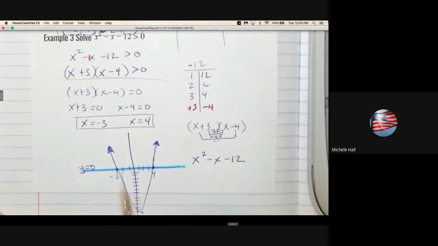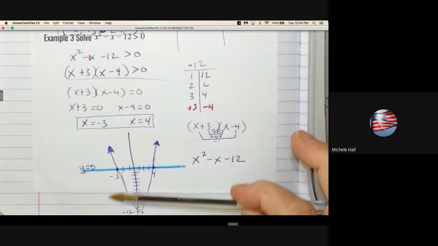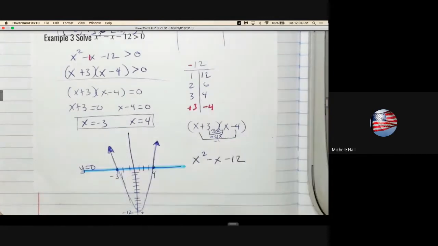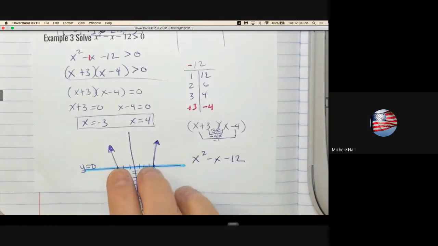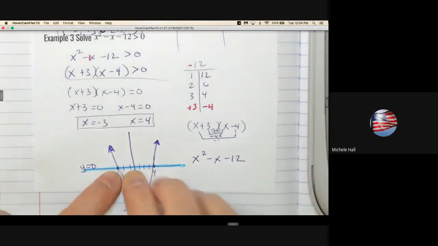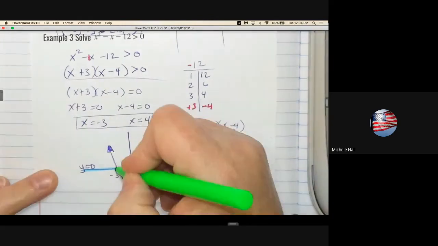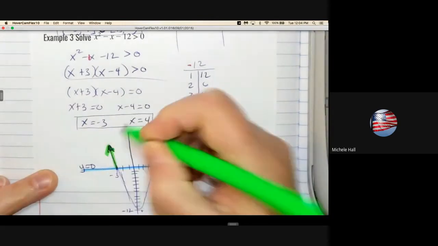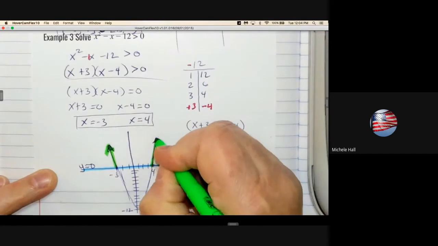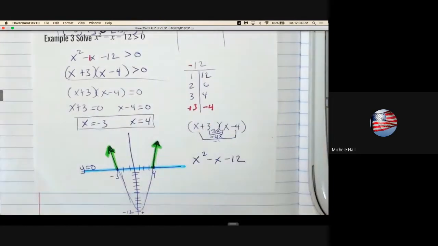When is the parabola greater than 0? Is it greater than 0 down here? Or is it greater than 0 up here? It is greater than 0 on top. This would be where y is greater than 0. This is the answer, and we need to write our final answer.